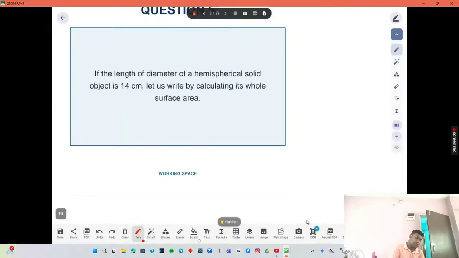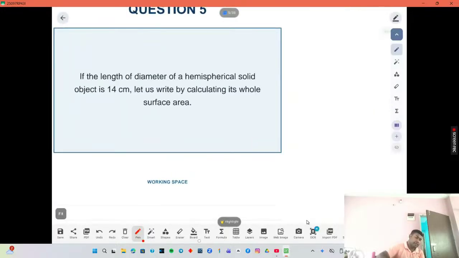So here the question is given as: if the length of the diameter of a spherical solid object is 14 centimeter, let us write by calculating its whole surface area. So in order to solve this question, we should first know the formula of whole surface area of a hemisphere.